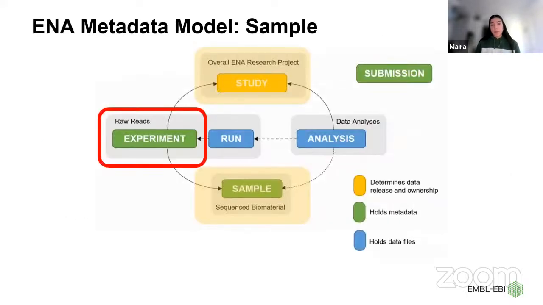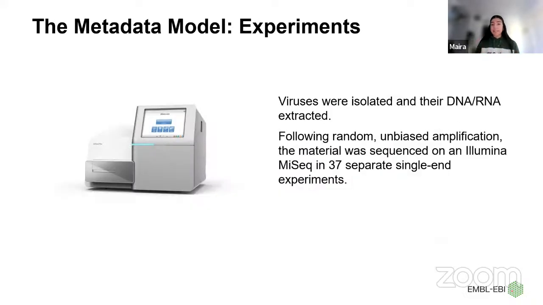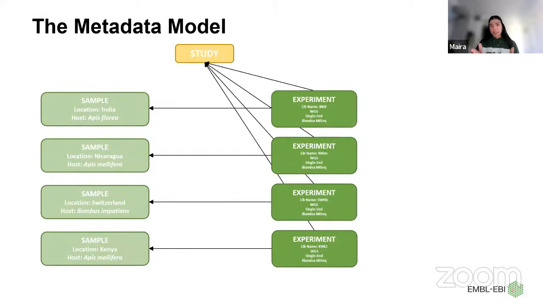Right, moving on from samples to experiments. In this example, the viruses were isolated, their DNA RNA extracted, and following amplification, the material was sequenced on an Illumina MiSeq. Now you have 37 samples, and you sequence them to get 37 separate single experiments. And this is what that would look like at the ENA. So you have one study, you have your 4 samples that are grouped under the study, and then each sample has its own experiment object.